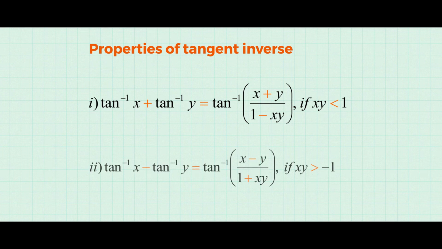And second property, tan inverse of x minus tan inverse of y is equal to tan inverse of (x minus y) divided by (1 plus x times y), if x times y is greater than negative 1. If product of x and y is greater than negative 1, then we are going to use the second property.